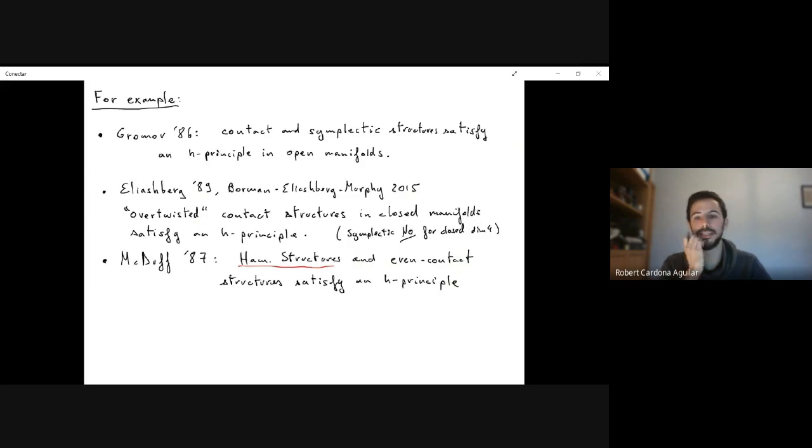And this was proved by McDuff in 87. But I mean, it also follows from Gromov, as a lot of things in symplectic geometry. Well, 86 or 79, I don't know. So here I also put even contact. I don't want to introduce this, but it's just to give you other examples of structures which are related to symplectic geometry and also satisfy an H-principle.